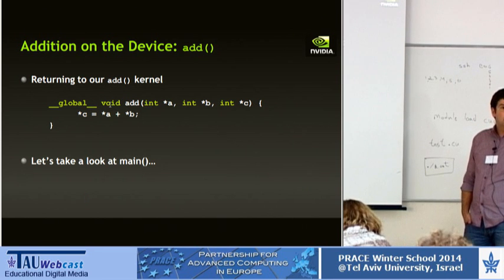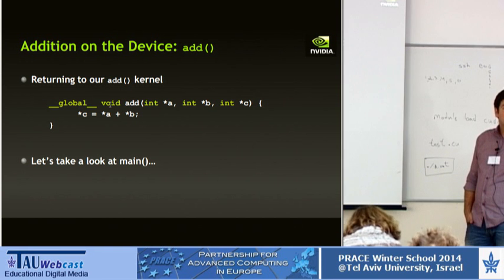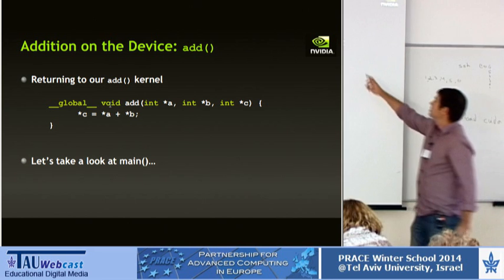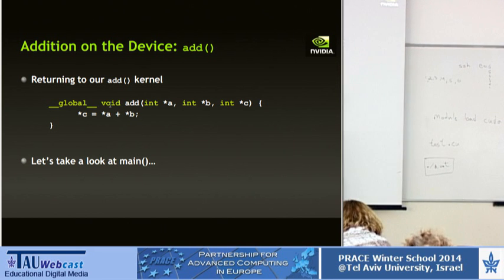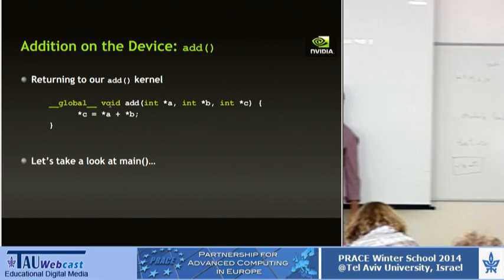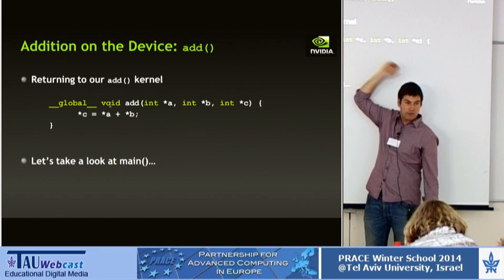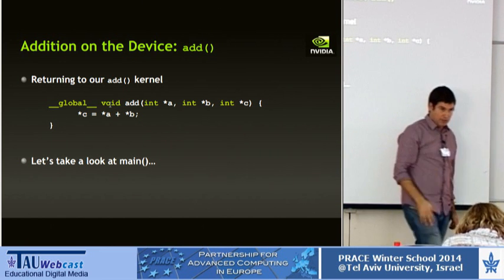Again? In normal C it would be written int star A, int star B, int star C, and C equals A plus B without a star. No. That's not true. That's not the syntax. If you pass pointers, then here you have to either use the star or use an index. Yeah, this is a pointer. You can't use it without some sort of indirection.